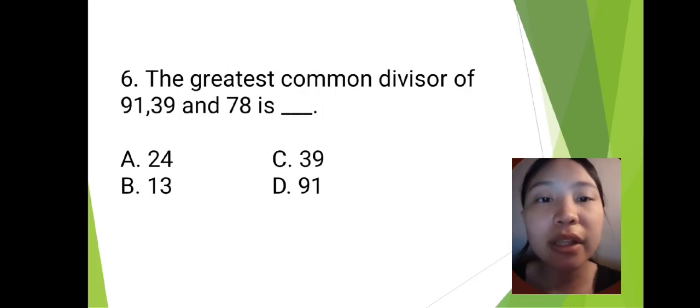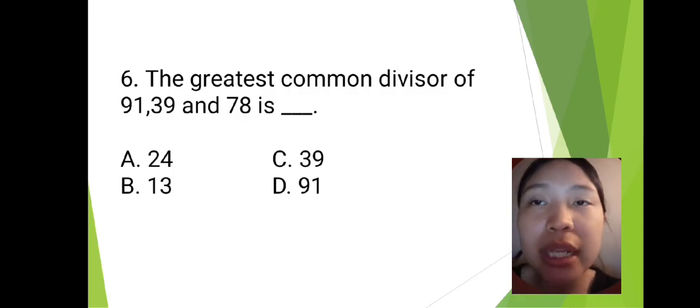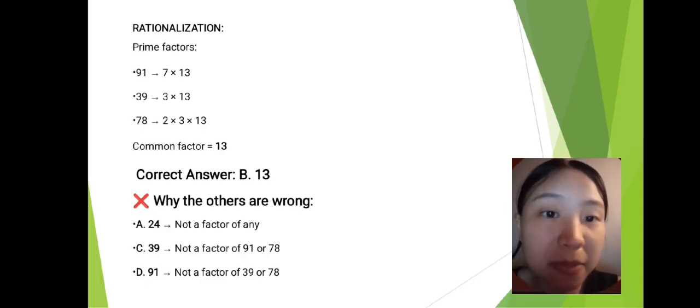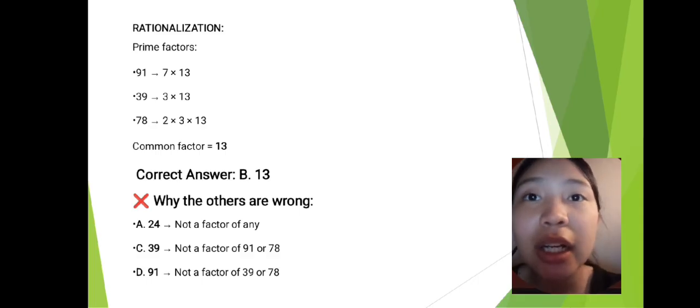Number 6, the greatest common divisor of 91, 39, and 78 is blank. A, 24, B, 13, C, 39, D, 91. So, magamit ta of prime factor. So, sa 91, atong magamit 7 times 13. Meanwhile, the 39 is also 3 times 13. 78, 2 times 3 times 13. So, the common factor here is the 13. So, correct answer is letter B.